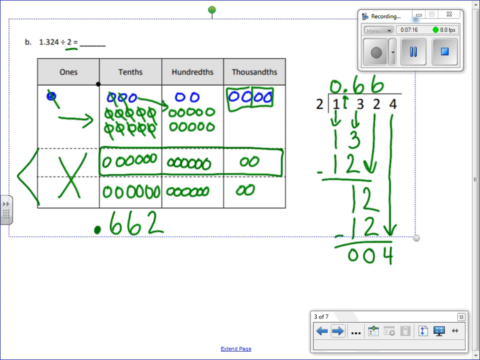I bring down my 4. 2 goes into 4 twice. 2 times 2 is 4. Subtract, left with nothing. My answers match. I got the same answer for both of them, so I know I'm on the right track.